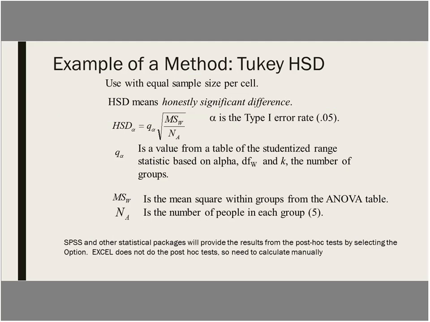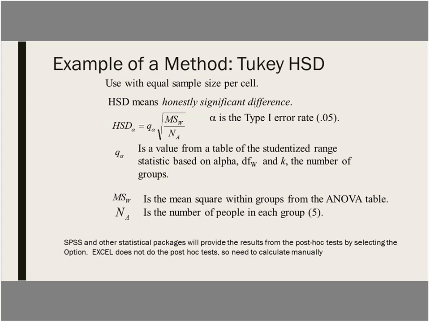A common method that's used is the Tukey HSD, which is used with equal sample size per cell. HSD means honestly significant difference. And how do you actually calculate it? The formula is here. Q alpha is the value from the table of the studentized range statistic based on alpha. MSW is the mean square within groups from the ANOVA table. And N is the number of people in each group.